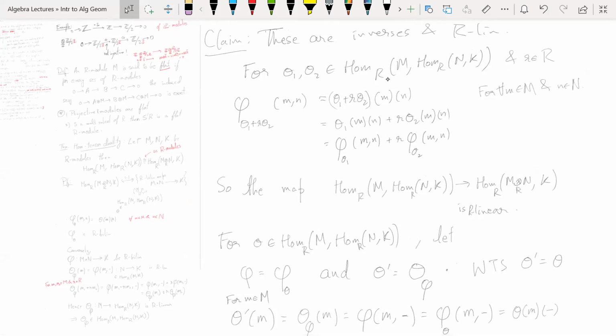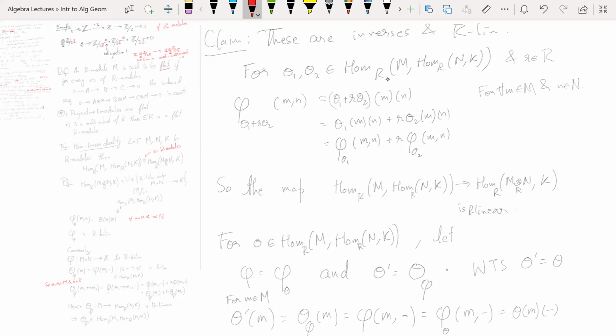Okay, so these are inverses and R-linear. First I'm trying to show here that this is R-linear. We want to show that this phi as a function of theta is R-linear. So if you take theta 1 and theta 2 in Hom_R(M, Hom_R(N, K)), and r is some element of the ring, then phi of (theta 1 + r theta 2) is the same as phi sub theta 1 plus r phi sub theta 2. This is what we want to show, and that will show that the map to Hom_R(M tensor N, K) is also linear.